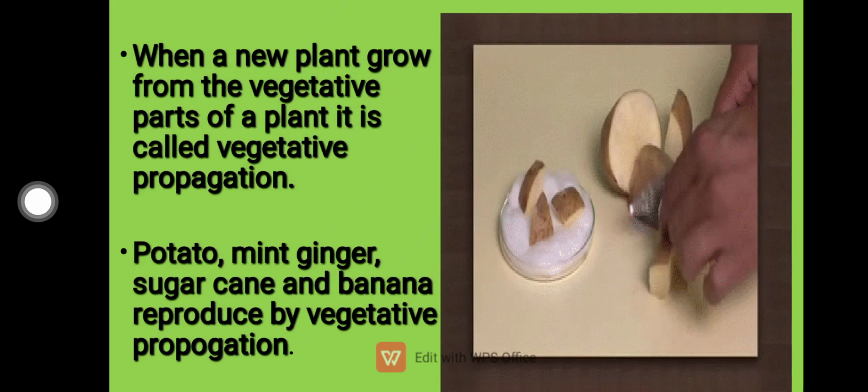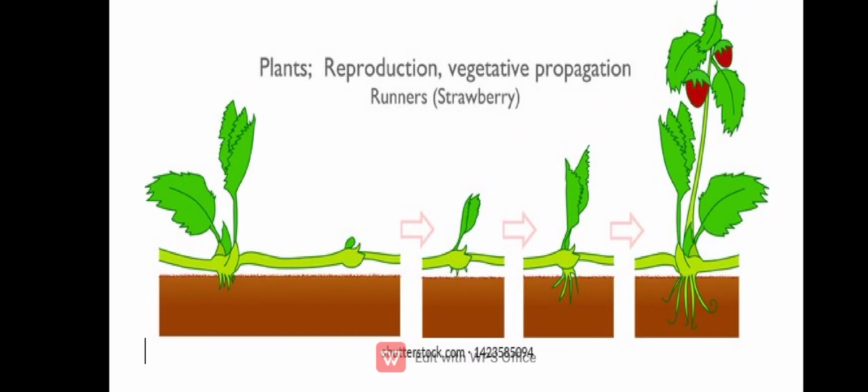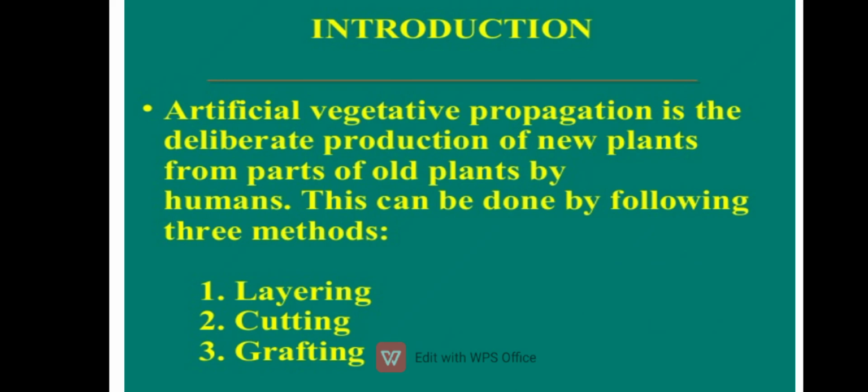Good morning, class. In the previous lesson, we learned about vegetative propagation. When a new plant grows from the vegetative parts of a plant, it is called vegetative propagation. We have also learned about artificial vegetative propagation, and there are three methods, out of which we have already done one of the methods, that is layering.